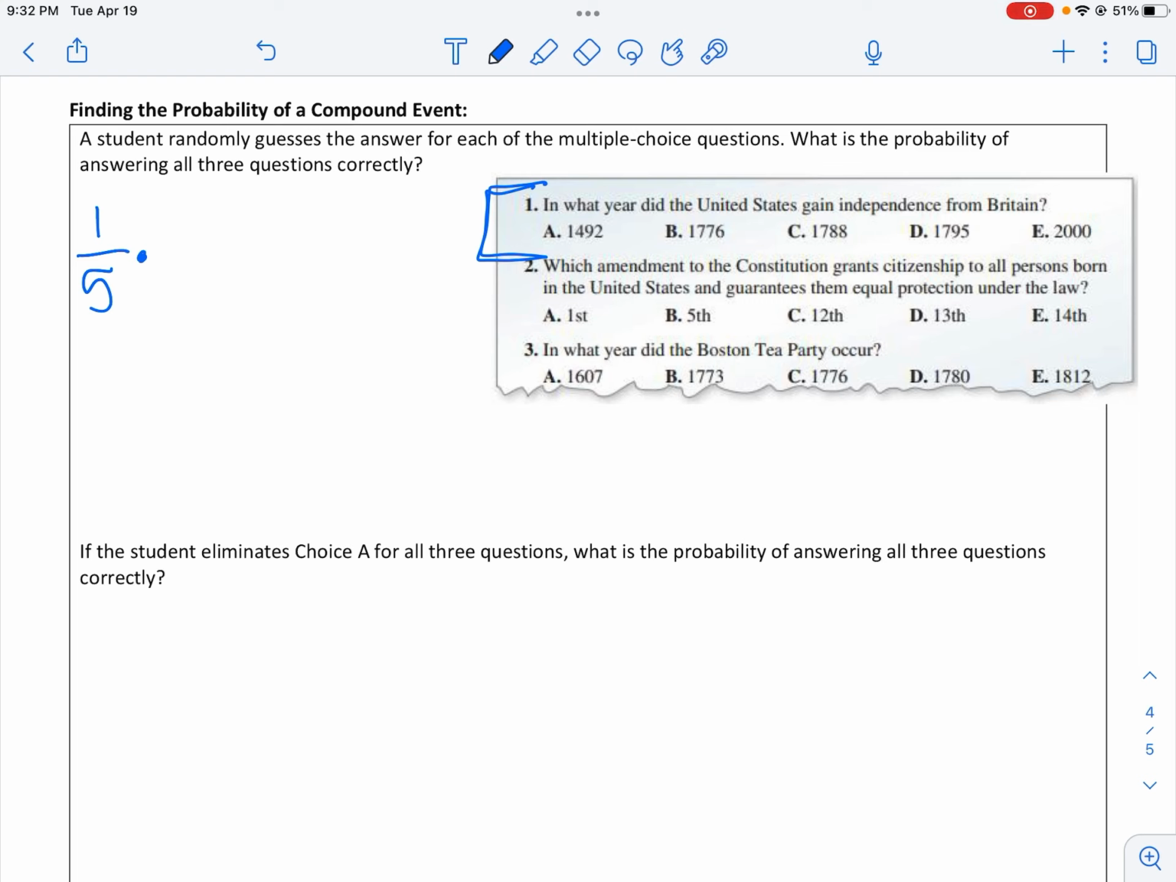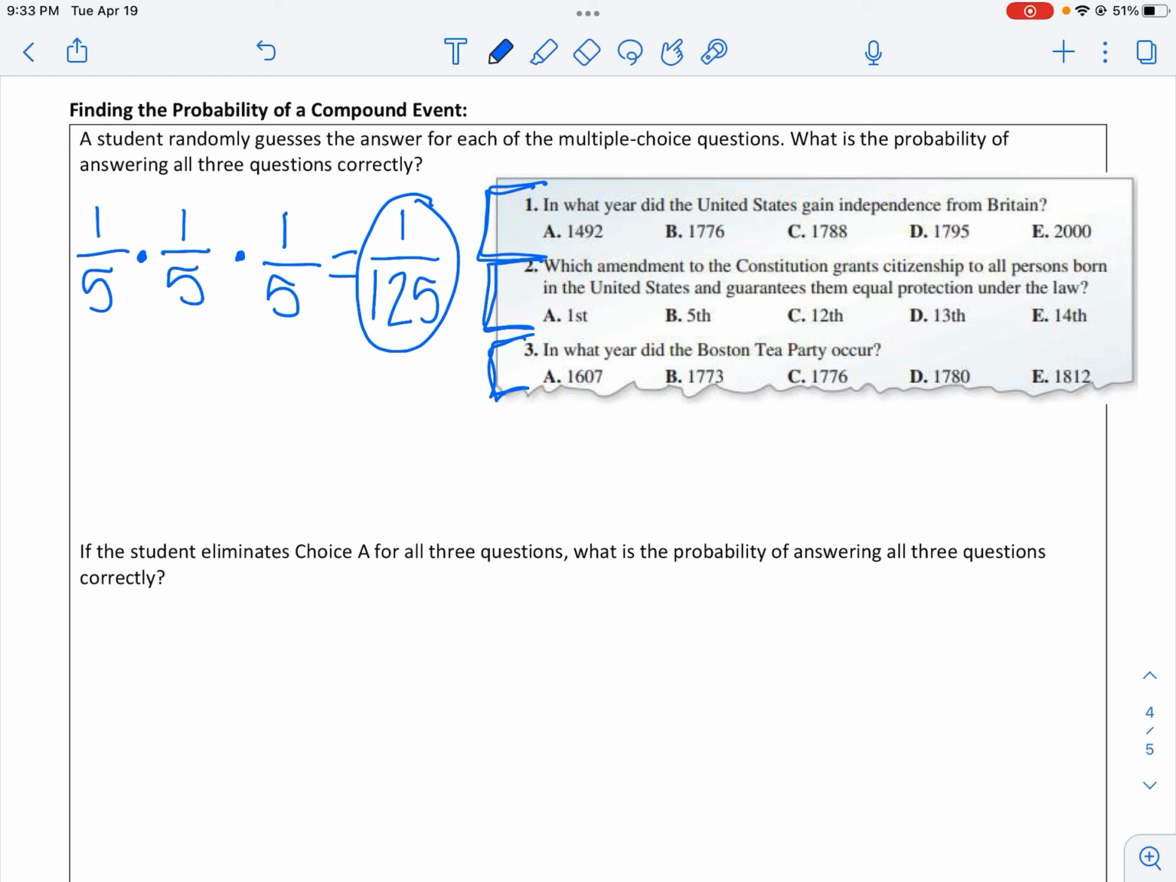Okay. So then the probability of answering the second question is 1 over 5 as well. And then the probability of answering the third question correctly is 1 over 5. Okay. And then I just multiply it. 1 times 1 times 1 is 1. 5 times 5 times 5. So I know 5 times 5 is 25. And then 25 times 5 is 125. So the probability of answering all 3 questions correctly is 1 out of 125.